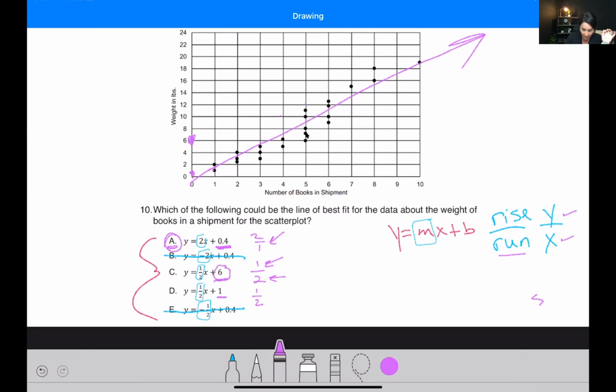That's going to have the line going up here, not where it is. Okay, so C is out for both reasons. The slope is incorrect and the y-intercept is incorrect.